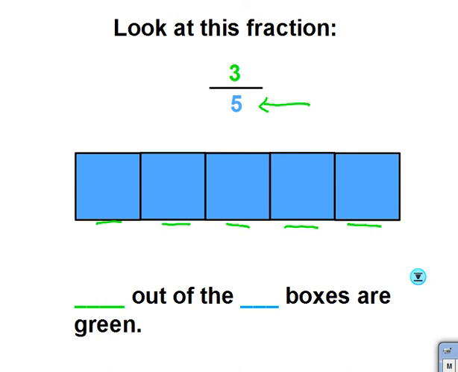Our top number or numerator tells us how many of the parts should be green. Because that number is 3, we should color in 3 boxes. 1, 2, 3. And there you go. The fraction matches the diagram and shows that we have 3 out of 5 boxes that are green.